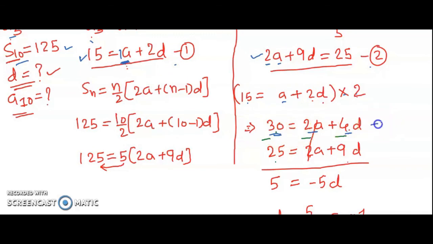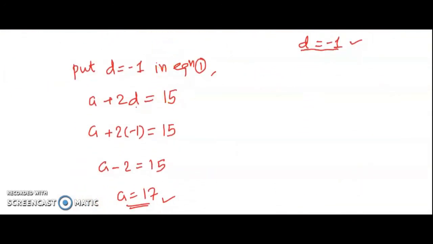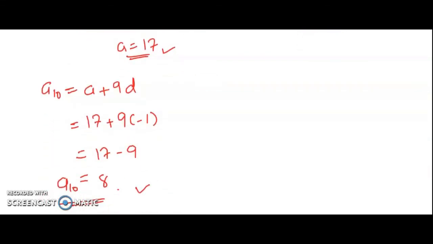To solve this, we do the subtraction of those two equations. This is the first equation and this is the second equation. If you do the subtraction, 30 minus 25 becomes 5. Here 2a will be cancelled out and we will get 4d minus 9d, that will be minus 5d. So we will get the value of d. Then we put the value of d in equation 1, so we get the value of a. And then we have to find the value of a10, so we put in the formula of a10, it is a plus 9d, so we get the answer.